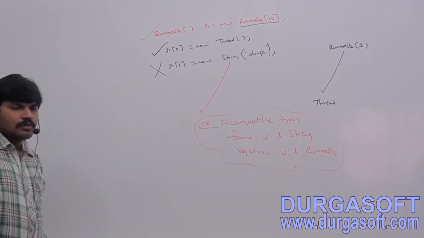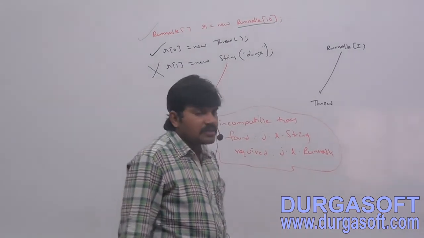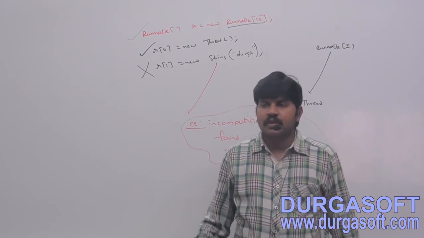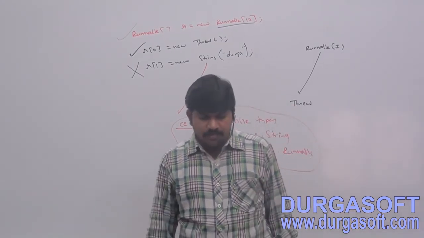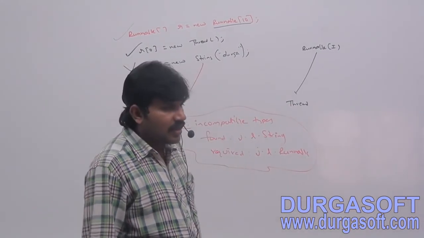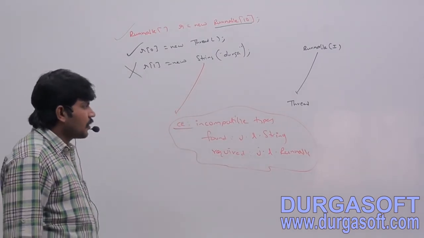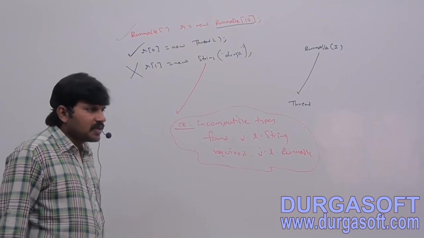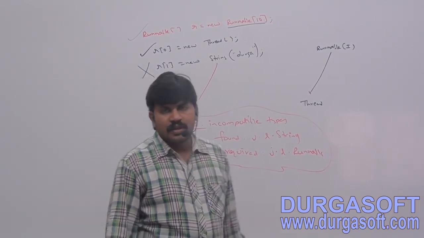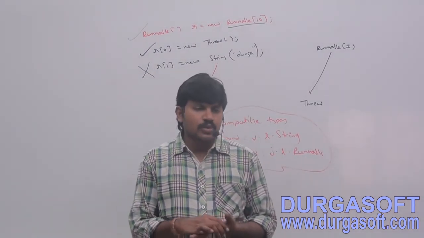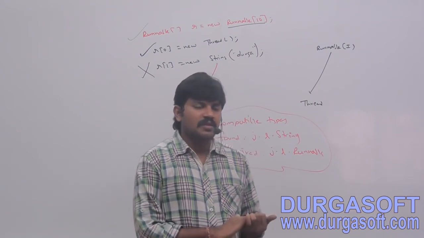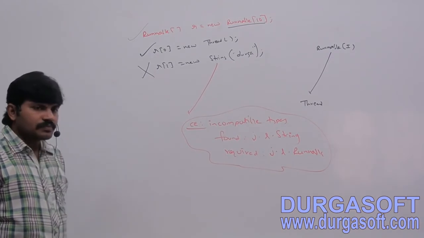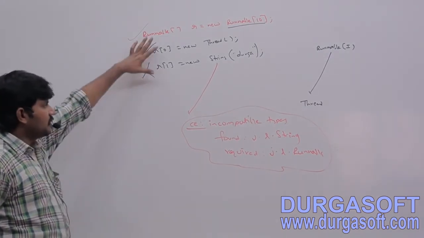Add case 3. For interface type arrays, as array elements, its implementation class objects are allowed. Okay, like take this example.